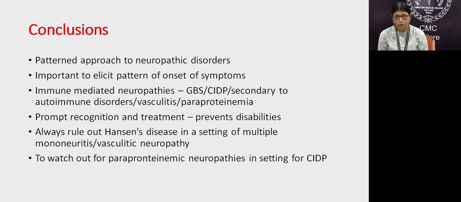Secondary to other autoimmune disorders, neuropathy can be a presenting symptom of that disorder, such as SLE, rheumatoid arthritis, or vasculitis. Prompt recognition and treatment is extremely important because it prevents disabilities. Always rule out Hansen's disease in the setting of multiple mononeuritis or a vasculitic neuropathy. And in the setting of CIDP, always look out for paraproteinemic neuropathies.